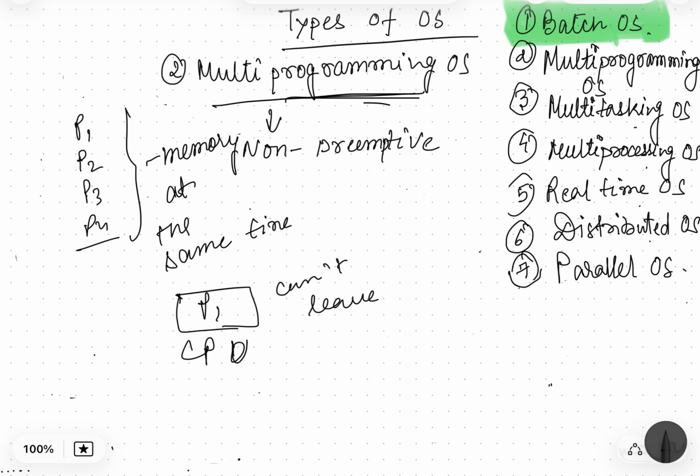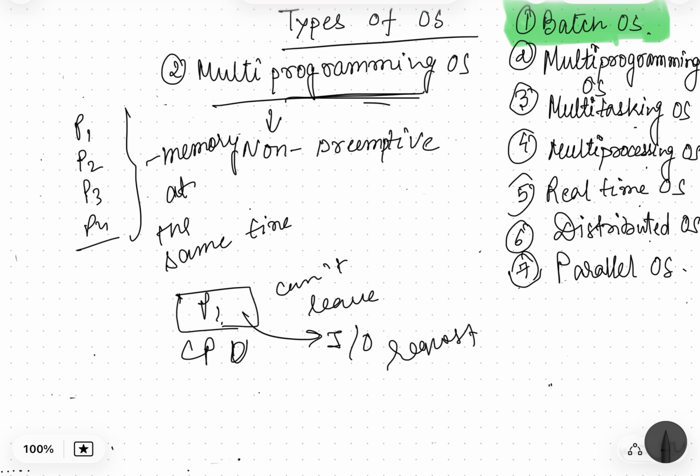But now the process in midway says that I cannot complete my execution totally if I don't read or get this data from the disks. So it requests for what? It gives an input output request. Only at that time this process is allowed to leave the CPU. It goes and reads whatever data is required from the disks.